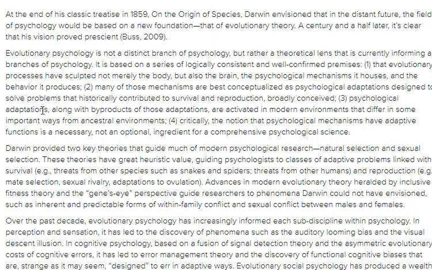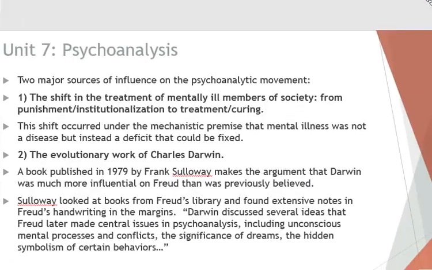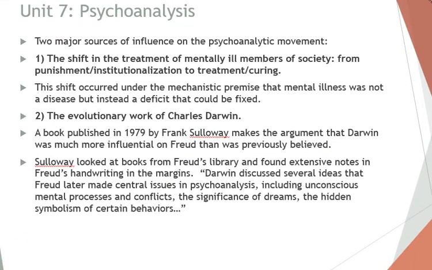And so, therefore, psychological adaptations, along with the byproducts, are activated in modern environments. So we can, I guess, activate different mechanisms of our brain depending on what we need. So we can kind of fix our psychological problems in that way. And also the notion that psychological mechanisms have adaptive functions is a necessary, not optimal ingredient. So the psychological mechanisms are based on adaptations to the extent that they can kind of be turned on and turned off as needed.